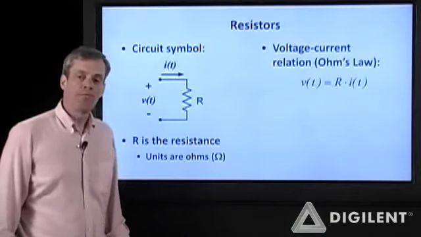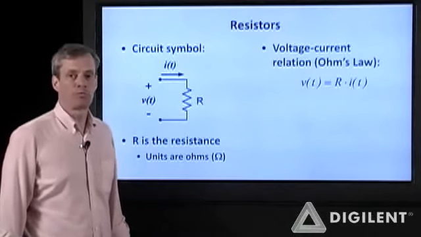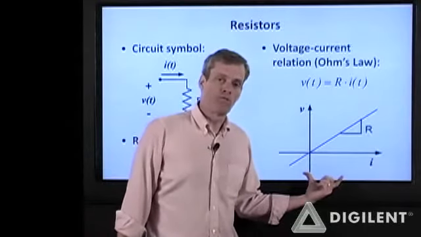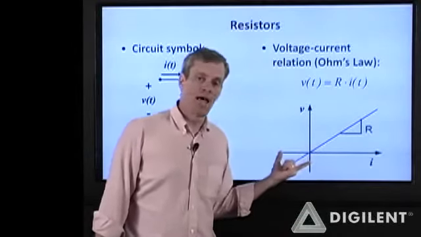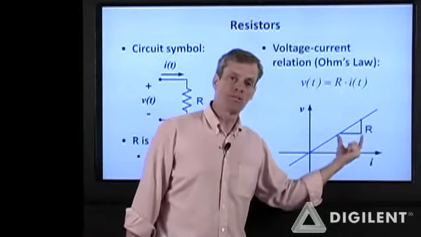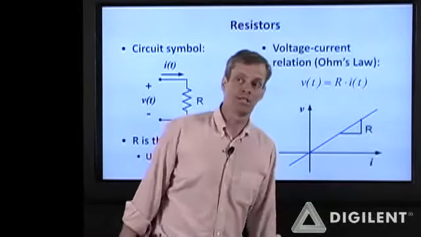Now previously I plotted some voltage-current relationships for sources. We'll be doing that a lot. The plot of voltage versus current for a resistor is simply a straight line. Okay, V is R times I, so the slope of this straight line is the resistance R.